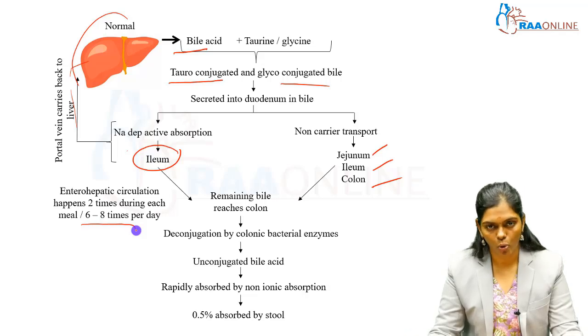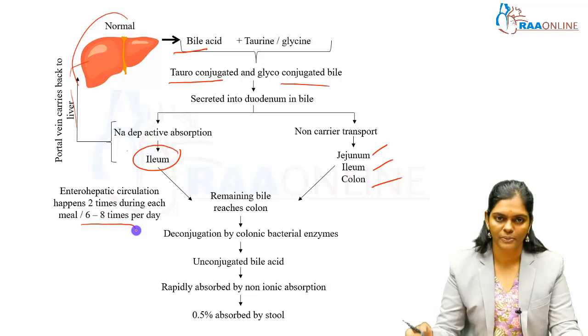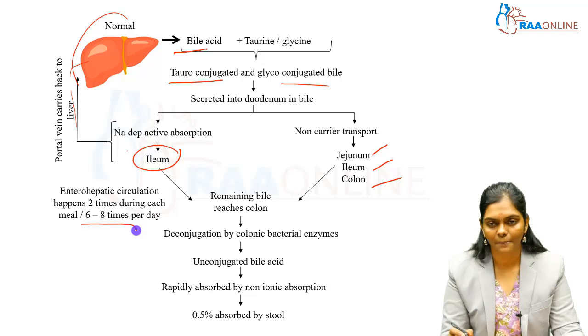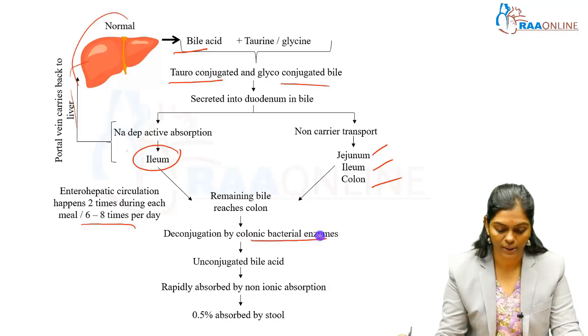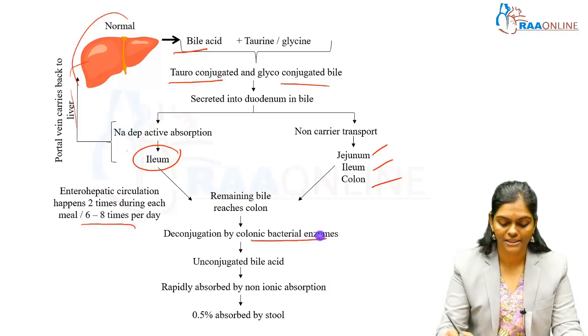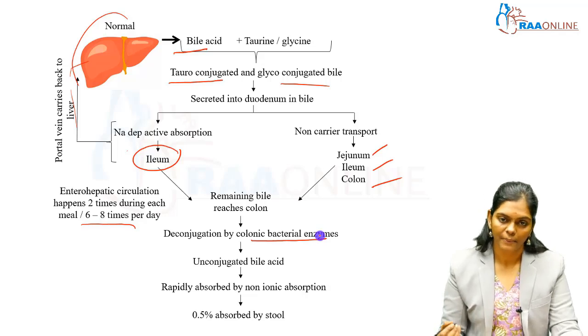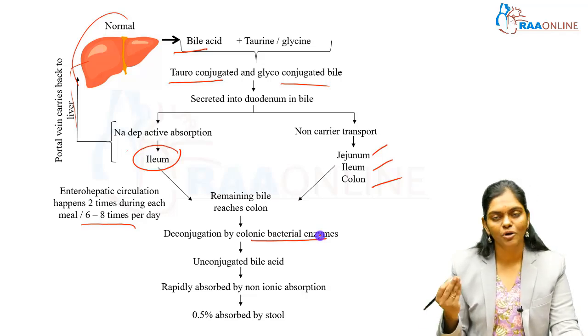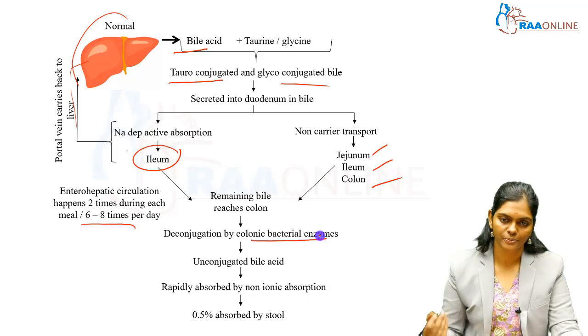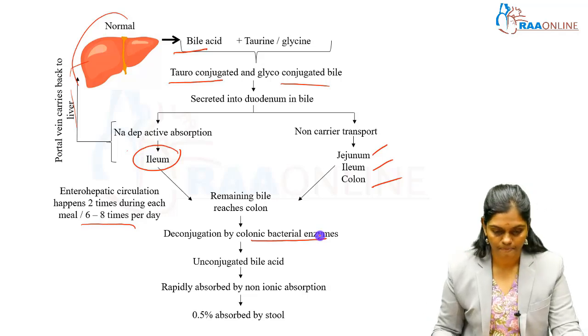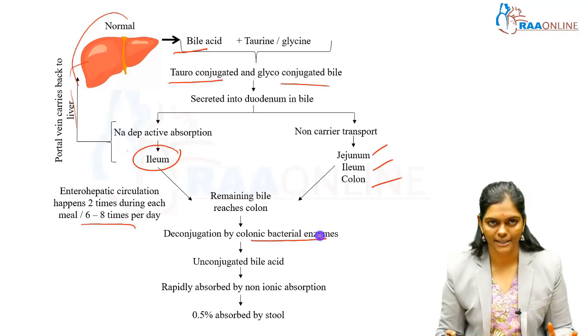It is going to reach the colon. In the colon, these conjugated bile acids are again going to be transformed into deconjugated bile acids by colonic bacterial enzymes. This unconjugated bile acid will be rapidly absorbed by non-ionic absorption, and only 0.5% is going to be discharged in stools. This is the enterohepatic circulation.